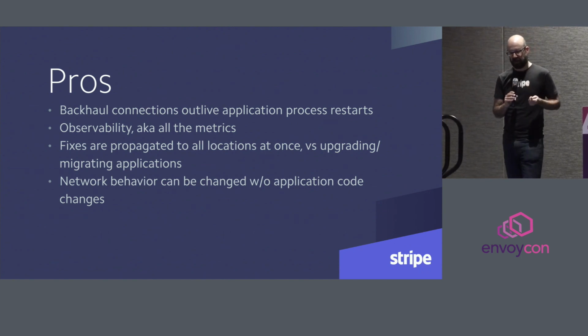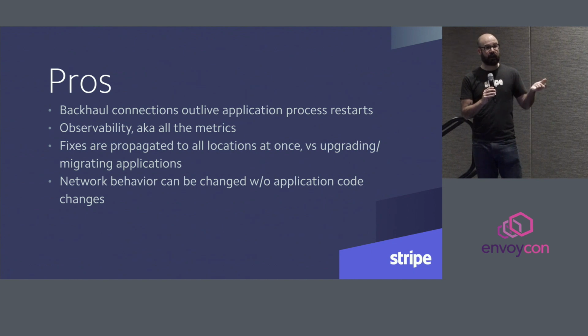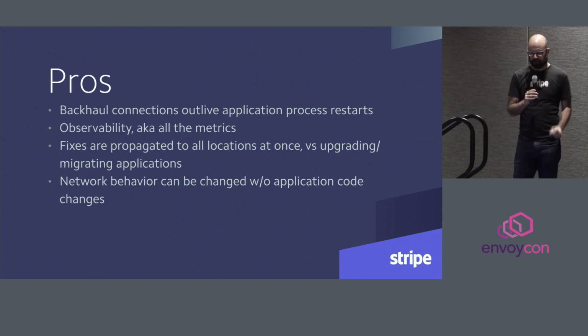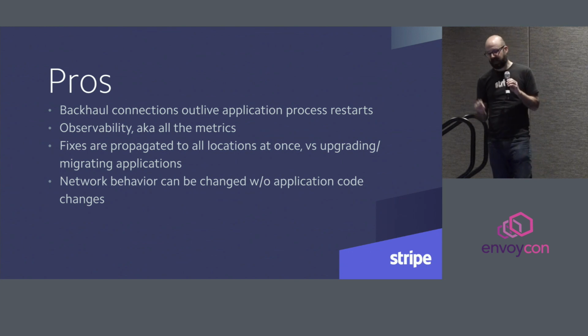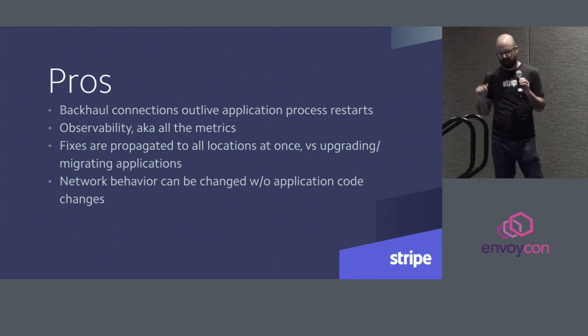So we have great observability now. Again, fixes get propagated to all of our network links between data centers roughly at once. I don't want to say at once. Whether they be fixes for a CVE or regular Envoy version updates. This is in contrast to having to upgrade and migrate all of your applications at each of those points.